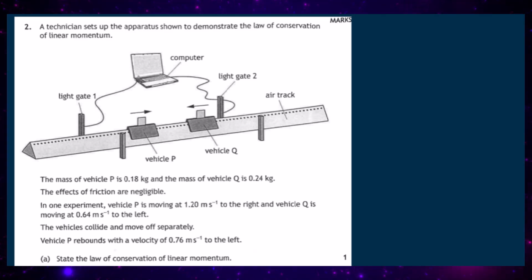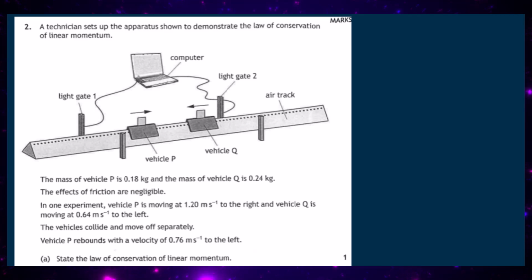You can see we've got two light gates attached to a computer, and we've got two vehicles which are on an air track. The air track reduces friction as much as possible. The mass of vehicle P is 0.18 kilograms and the mass of vehicle Q is 0.24 kilograms. And as we said, the effects of friction are negligible.